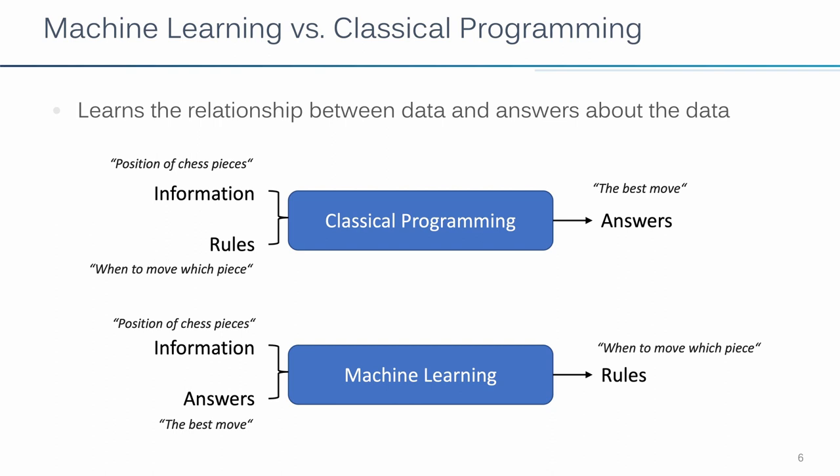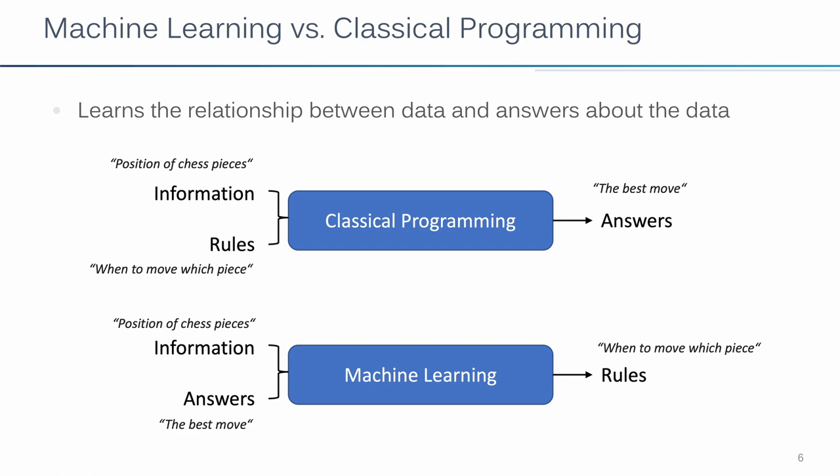So let's compare what we have seen before in the lecture in classical programming. Classical programming takes some information, like, for example, the position of the chess pieces on a board, and some rules. So we define these rules. When do we move which piece? For example, if the queen is not covered, we take it. If there's a bishop on e2, we take it always, some of these rules. And then the answer of the program is what to do. So I give you a chess position, and now you tell me what to do. I run it through the program. There's a lot of if-else, for loops maybe, and then I get the best move.